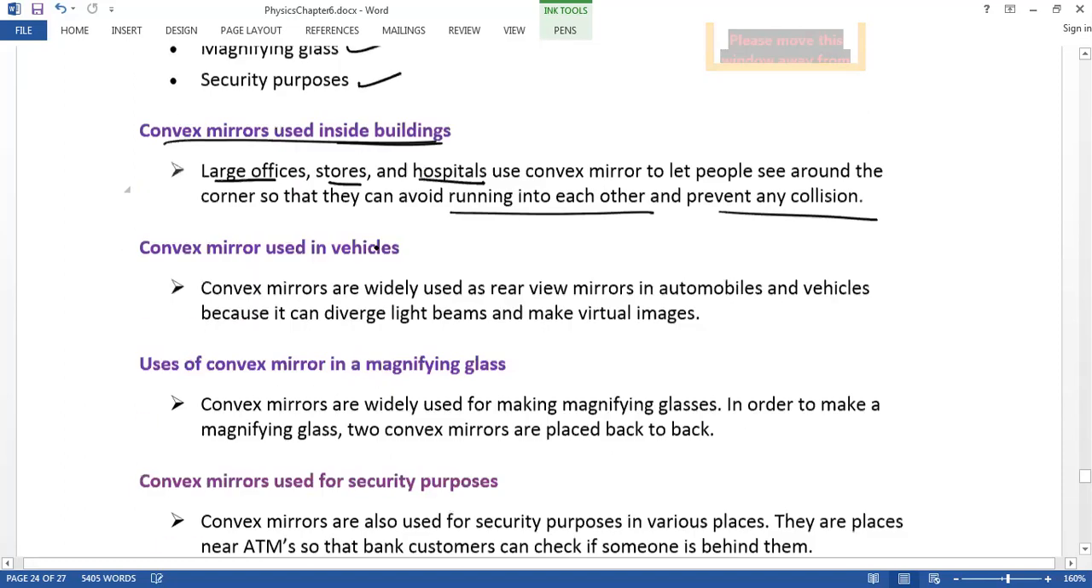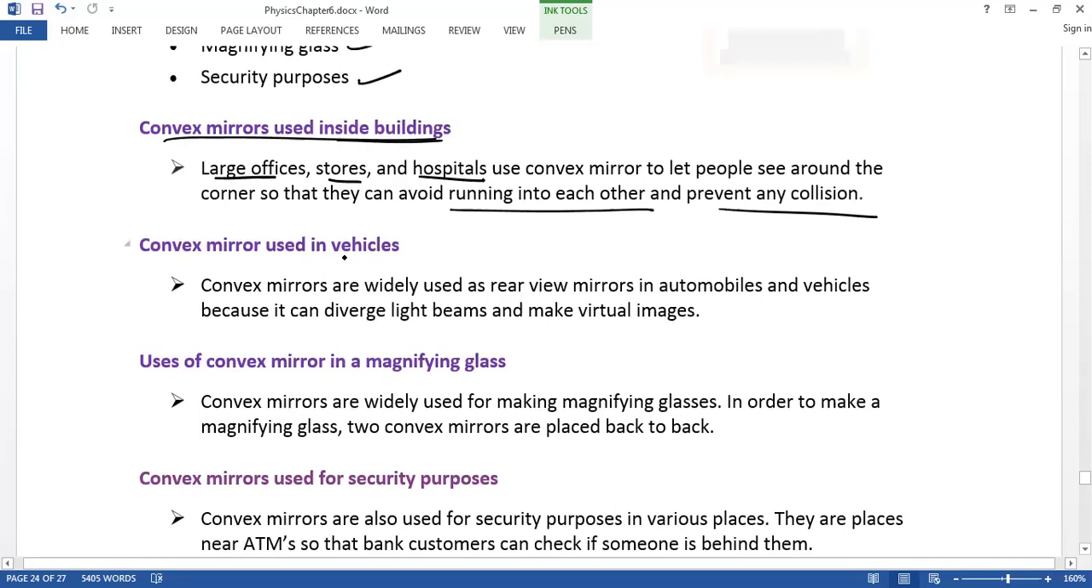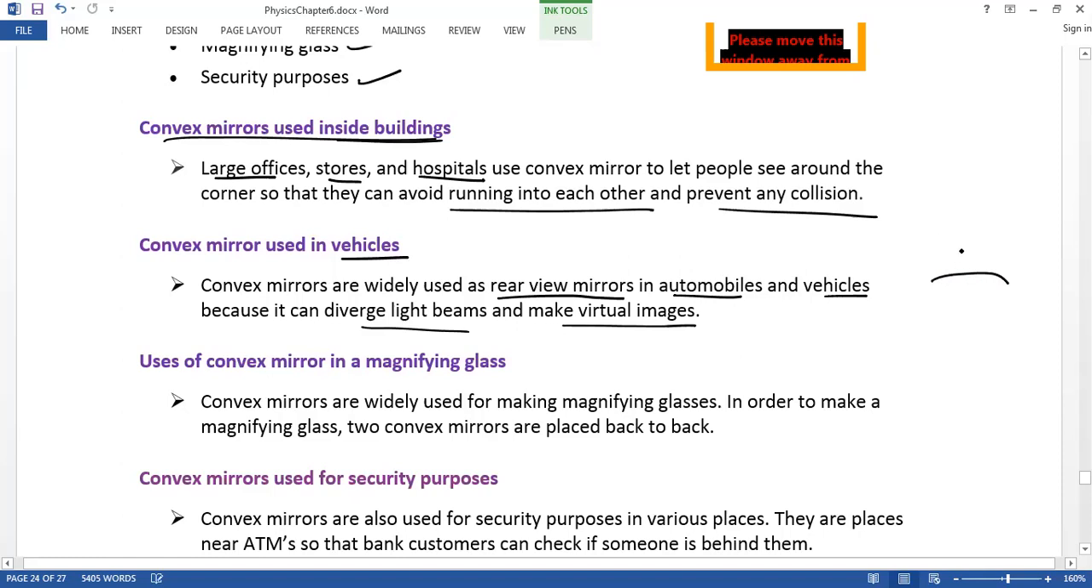Next one is convex mirrors used in vehicles. Convex mirrors are widely used as rear-view mirrors in automobiles and vehicles, because they can diverge the light beam and form virtual images. Again, one more reason is that it covers a wide area. In the rear view of the vehicle, it covers a wide area, and that is the reason why it is used in automobiles and vehicles.